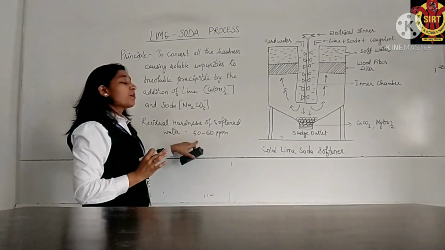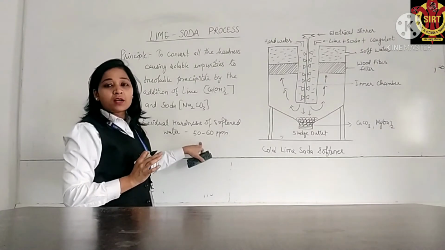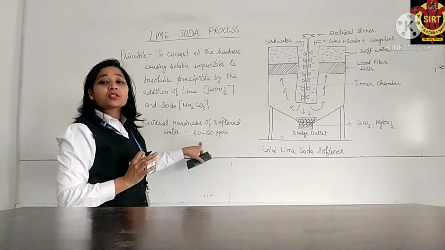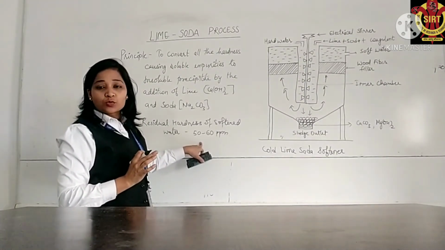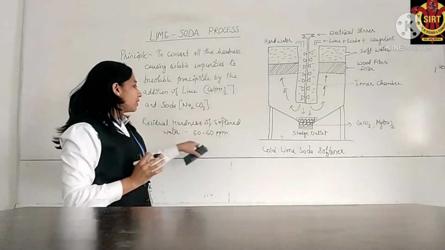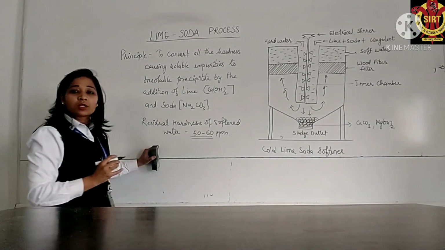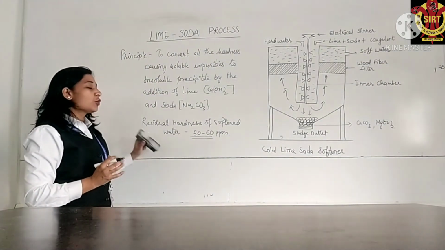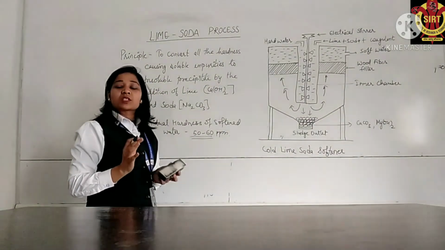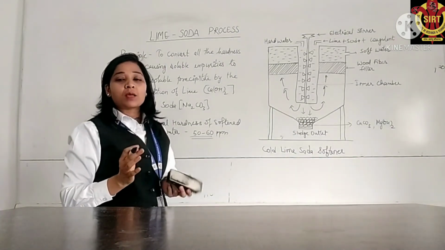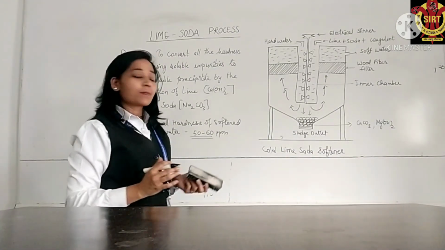That is also a much larger amount of hardness present in water. So this water is not as useful for the boilers. That amount of 50 to 60 ppm hardness causes very harmful effects. So we use the hot lime soda process at a much higher rate in comparison to the cold lime soda process.